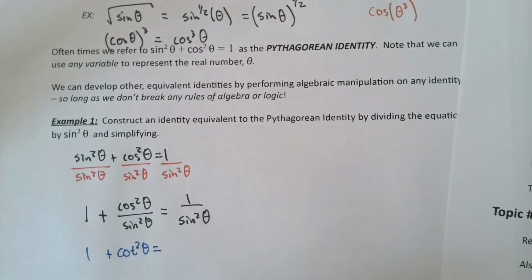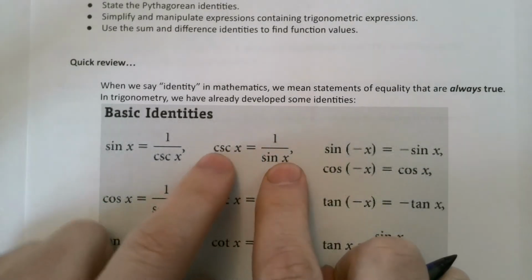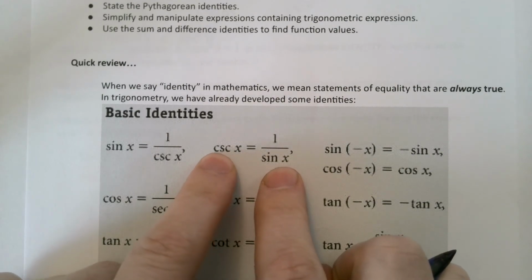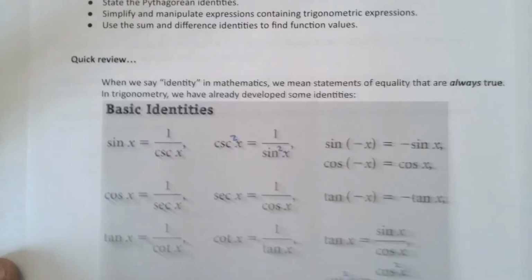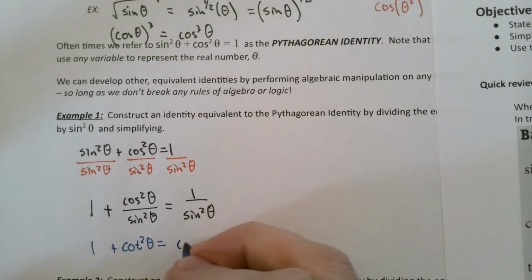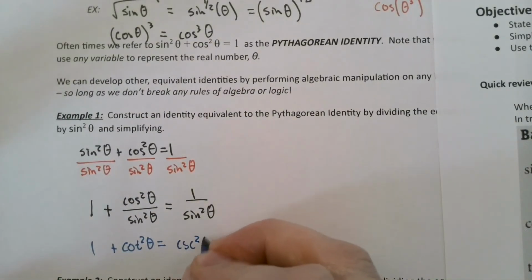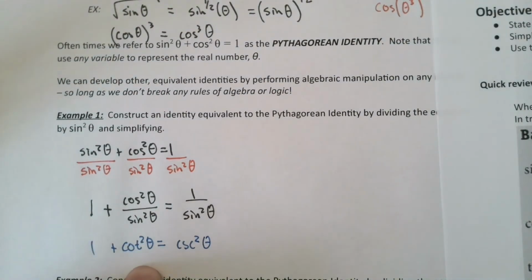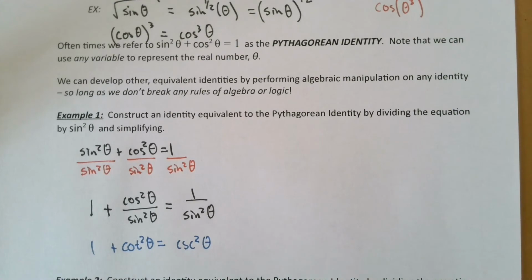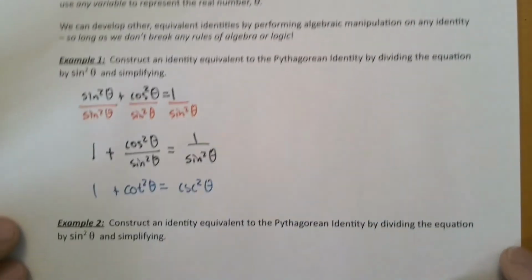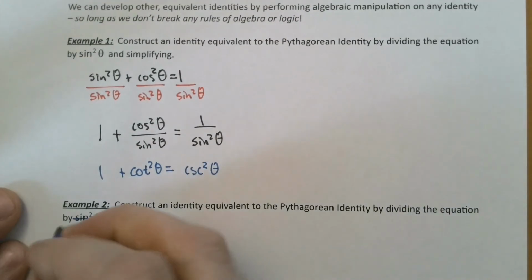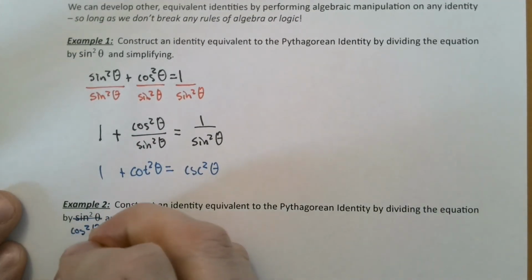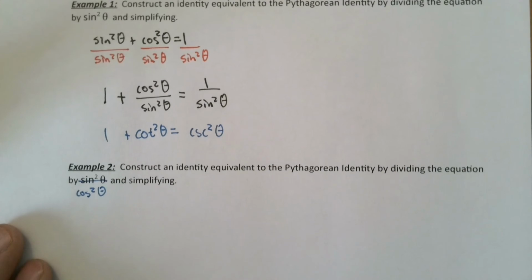Similarly, 1 over sine squared theta, let's see, 1 over sine was cosecant theta. So now if I make these squareds, 1 over sine squared theta would be cosecant squared theta. And there it is. There's a new Pythagorean identity: 1 plus cotangent squared theta equals cosecant squared theta. Wonderful. Let's do it again. I think this is a typo because if we divided by the same thing we just divided, we'd get the same result. I think what we want to put here is cosine squared theta.